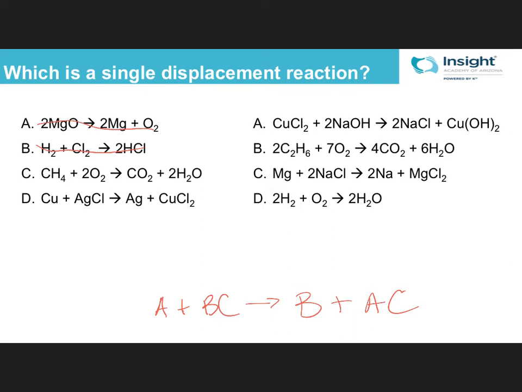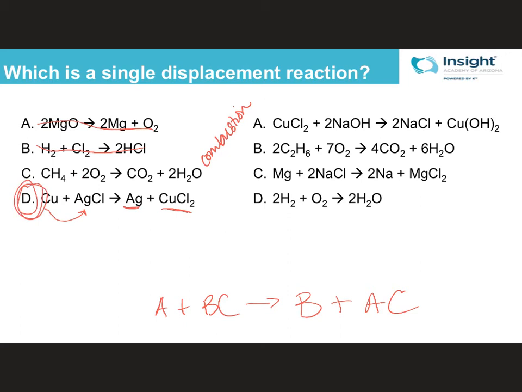Then looking more closely at C and D, I can see that in C, everything in there, carbon, hydrogen, oxygen, those are all nonmetals, right? And that looks a lot like what kind of reaction? Hopefully you said combustion. And if I look really closely at D, I can see what's happening is Cu is popping the silver out, so now silver is on its own, and copper is attached to the chlorine. So D is your single displacement reaction here.